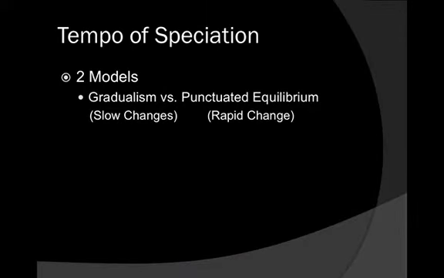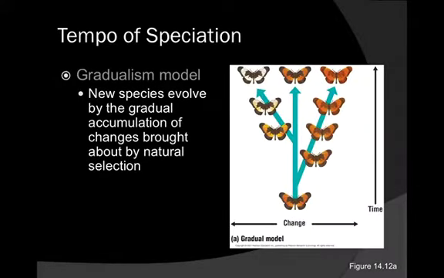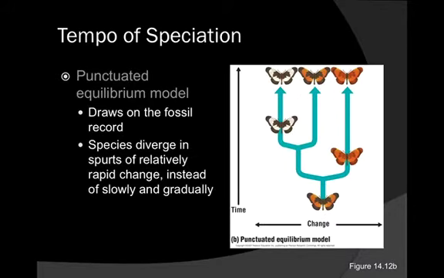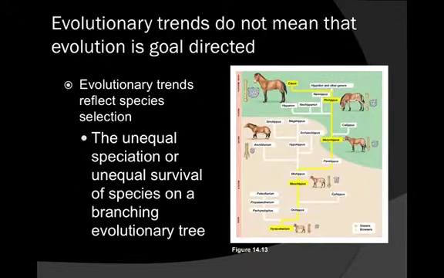Now, we have two concepts as to the theory of the tempo of speciation. We have gradualism versus punctuated equilibrium. Gradualism simply says that you have small changes that are brought about by natural selection, and therefore you have multiple intermediates. Punctuated equilibrium is drawing on the fossil record. We look at species that diverge in spurts of relatively rapid change instead of this sort of slow and steady wins the race concept.